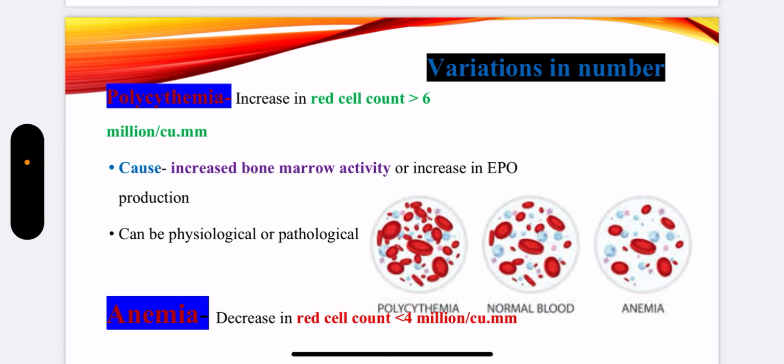Now, opposite to polycythemia is anemia, in which there is a decrease in the RBC count, and when it becomes less than 4 million cells per cubic mm, it is called anemia.